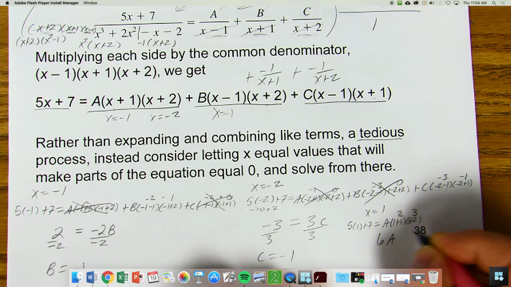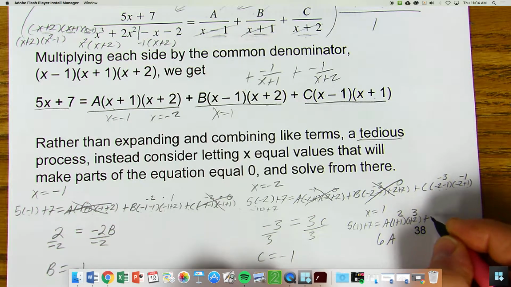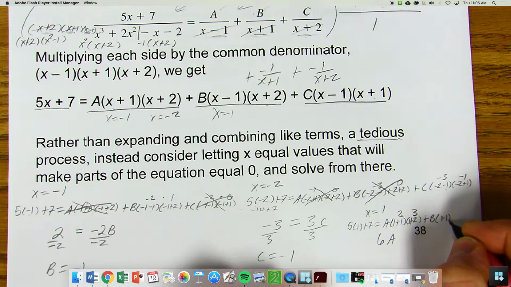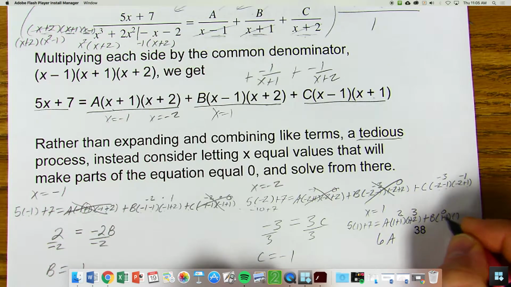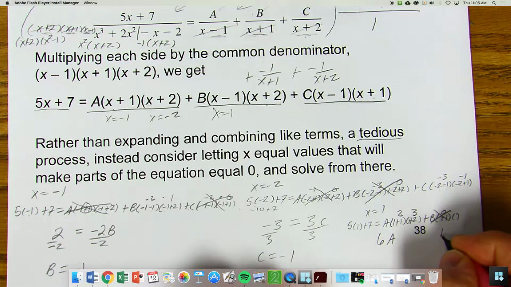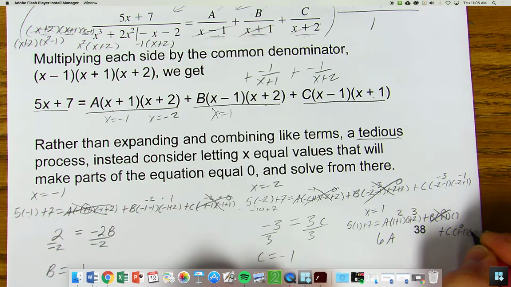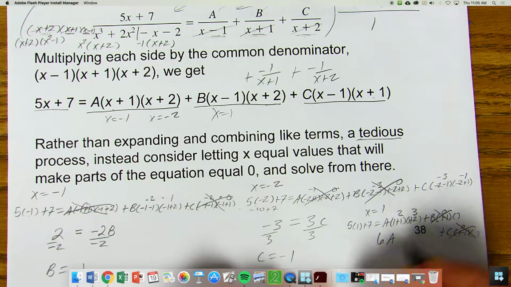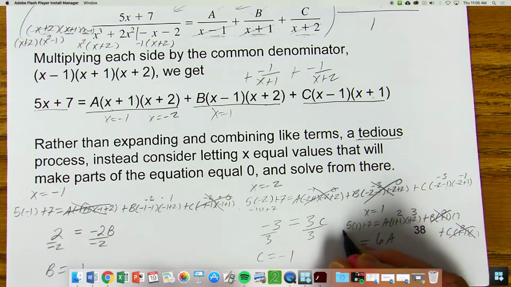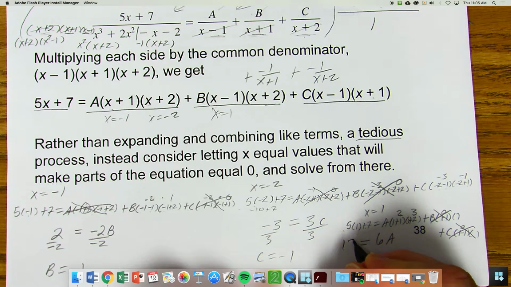That gives us 6a plus b times 1 minus 1. Does it really matter what this is? The answer is no, because 1 minus 1 is 0. 0 times anything is going to cancel. Plus c times 1 minus 1. Does it matter what this is? The answer is no, because 1 minus 1 is 0. 0 times anything is 0. That's going to cancel, so we just get 6a equals 5 times 1 is 5 plus 7 is 12.